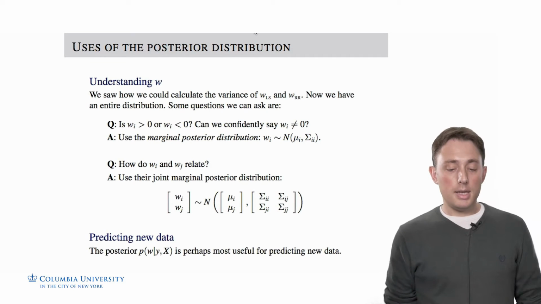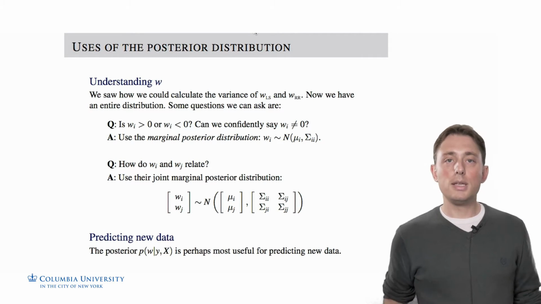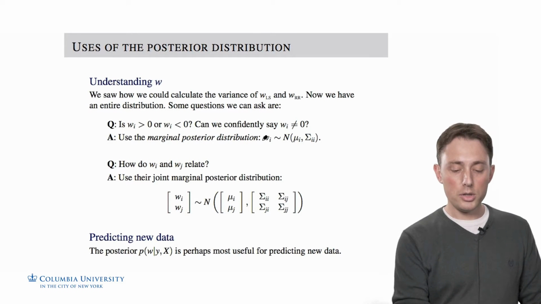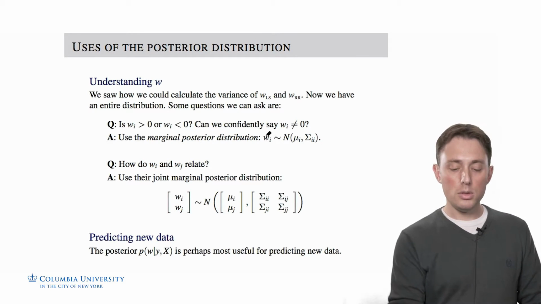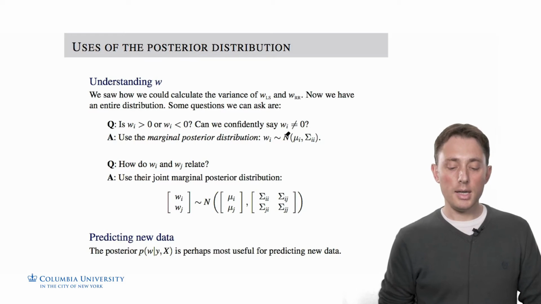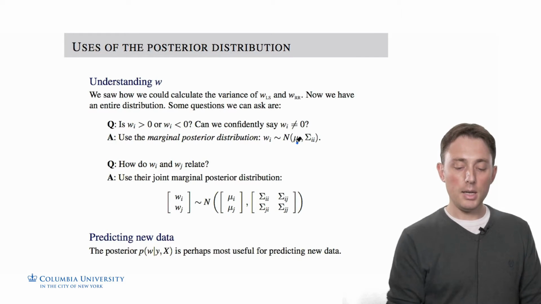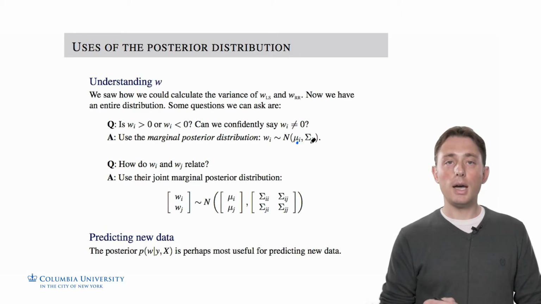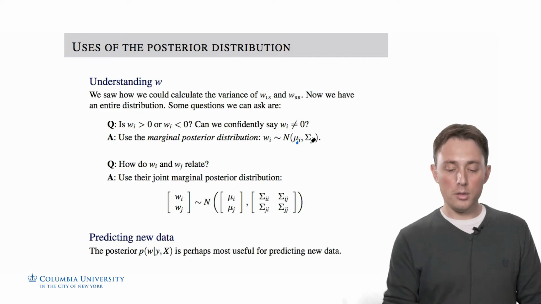Or can we confidently say that Wi is non-zero? All of these can be calculated using the marginal distribution on the ith dimension of W, which under the posterior is just a univariate Gaussian with mean equal to mu i, the ith dimension of the mean, and variance equal to the ith diagonal element of the covariance matrix sigma. So this is something that we can show.